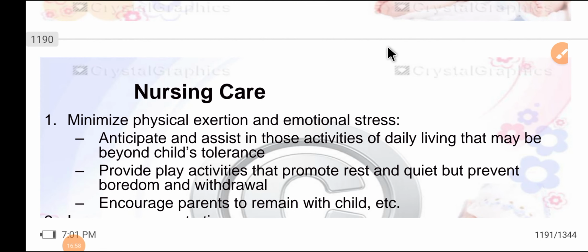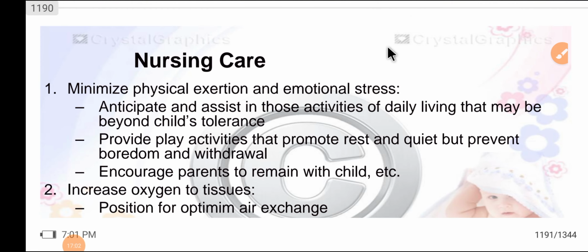Nursing care: minimize physical exertion and emotional stress. Anticipate and assist in those activities of daily living that may be beyond the child's tolerance. Provide play activities that promote rest and quiet but prevent boredom and withdrawal. Encourage parents to remain with the child.